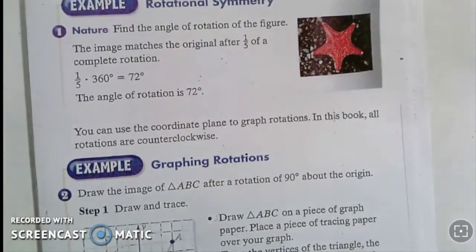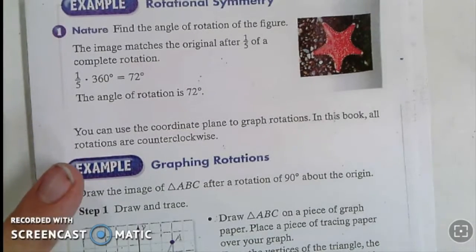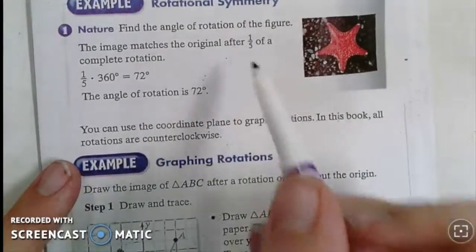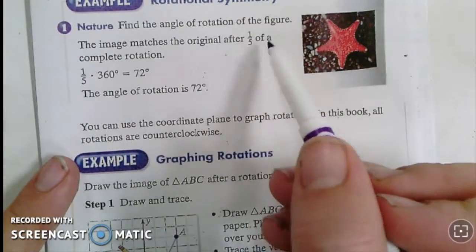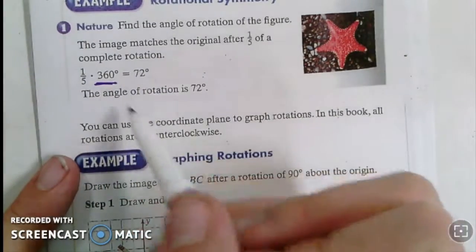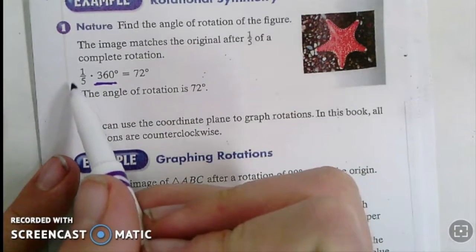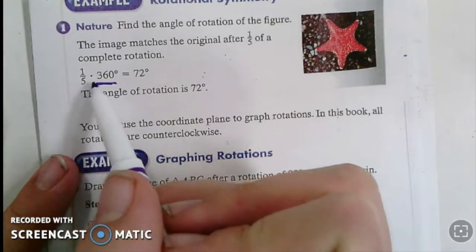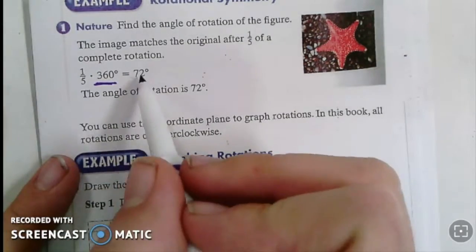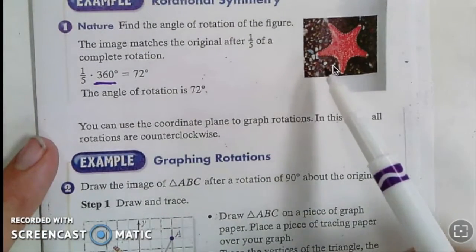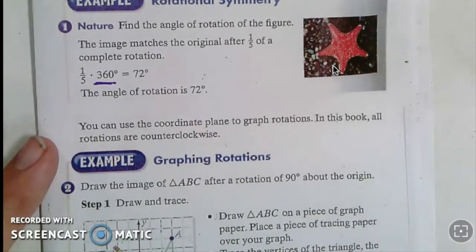So, the first type of example can say, find the angle of rotation of the figure. The image matches the original after 1/5 of a complete rotation. So they're telling you that if you go 1/5, the image will match the original. And we know that there's 360 degrees in a full rotation. So we're asking basically what is 1/5 of 360. So we're going to do 1/5 times 360, which equals 72 degrees. So the angle of rotation after 1/5 of a rotation would be 72 degrees.